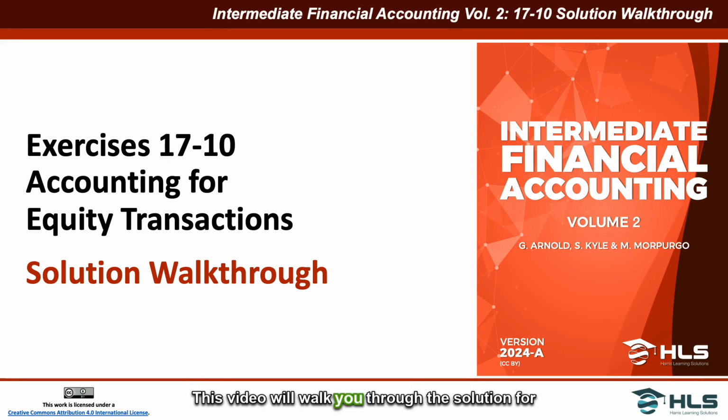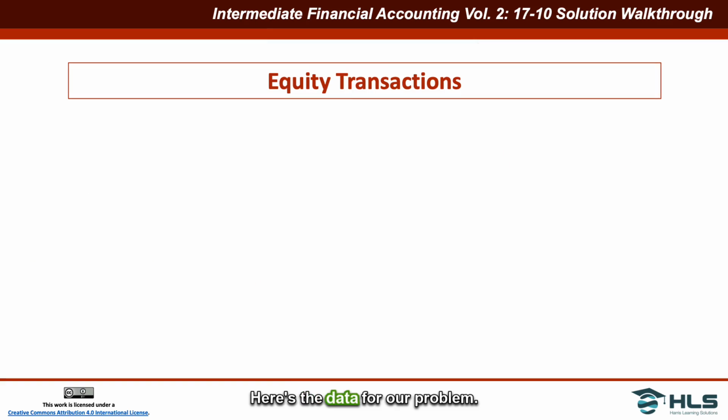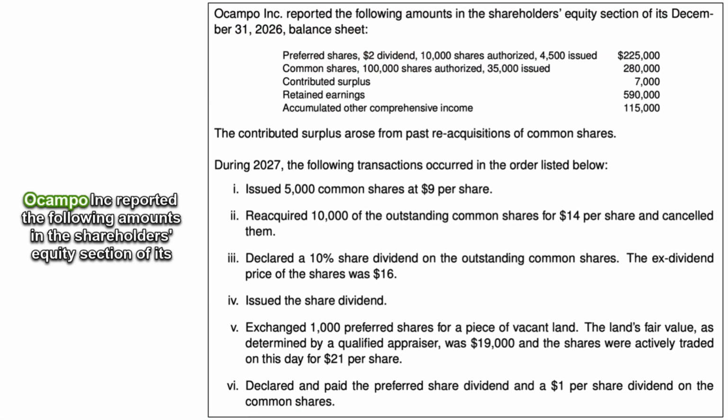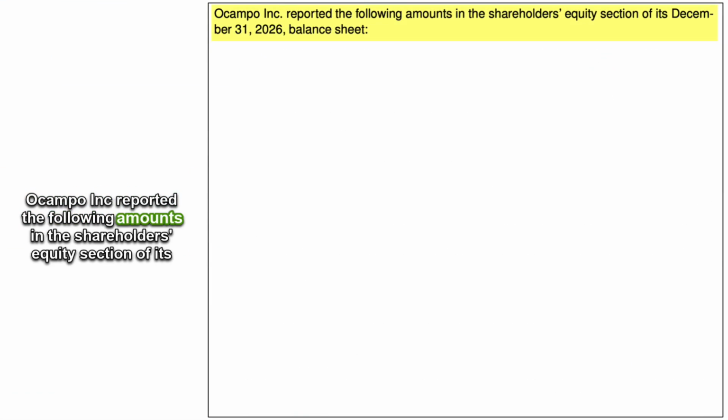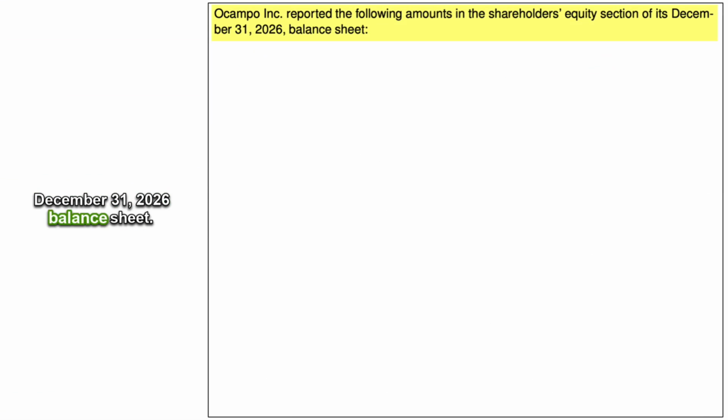This video will walk you through the solution for exercise 17-10, which focuses on accounting for various equity transactions. Here's the data for our problem. Ocampo Inc. reported the following amounts in the shareholders' equity section of its December 31st, 2026 balance sheet.